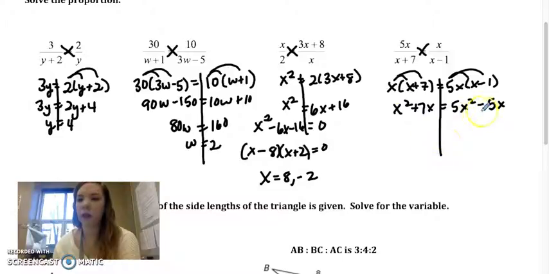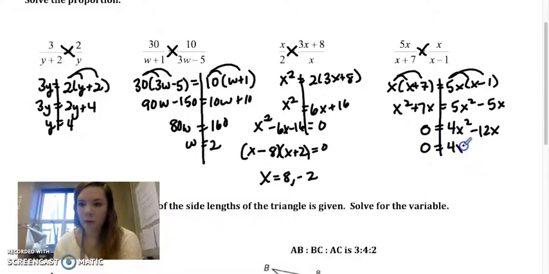I'm going to move both of these to the right. So if I subtract that, I get 4x squared. If I subtract 7x, I get negative 12x. And then this is 0. So the first thing I'm going to do is pull a 4x out. And you have x minus 3. So x is 0 or positive 3.